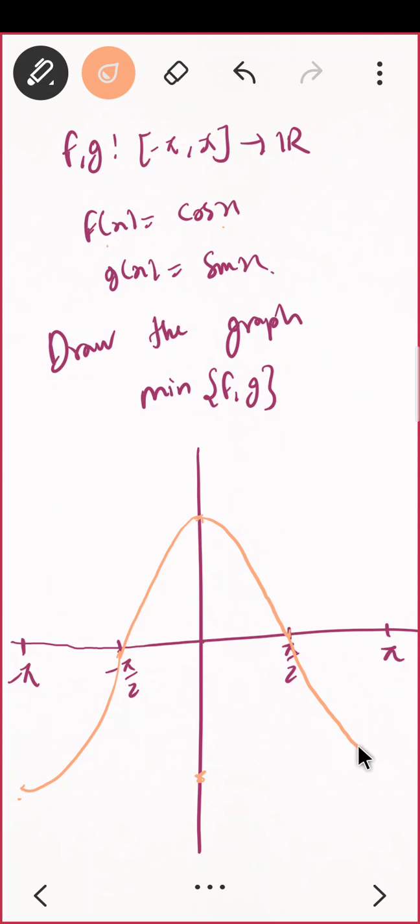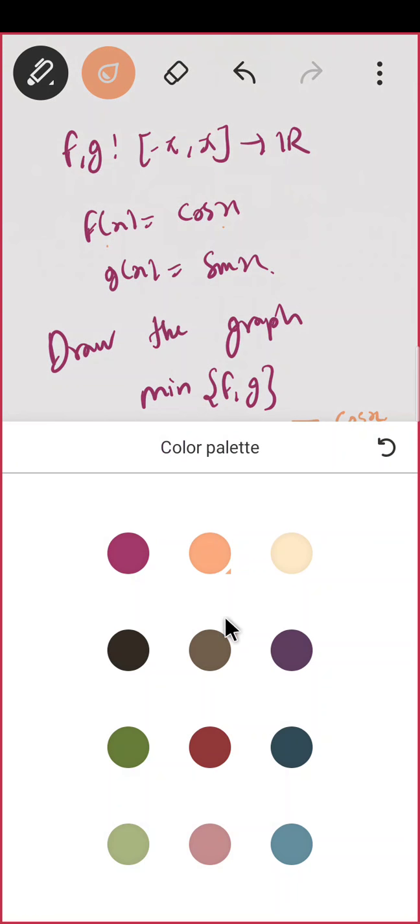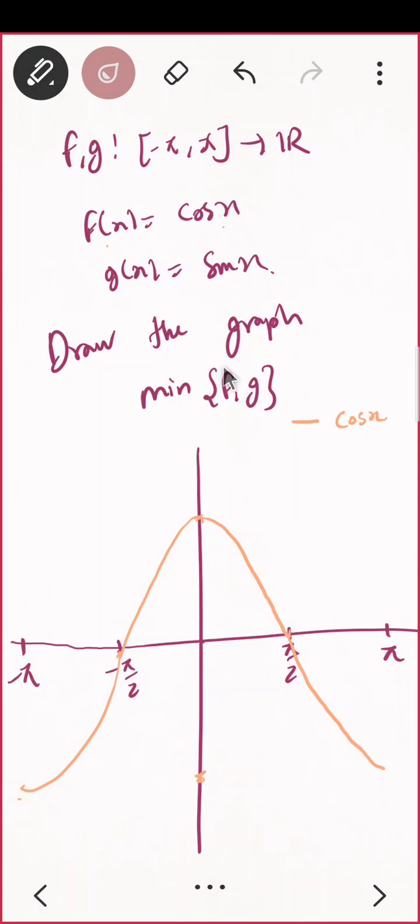Okay, so this is the graph of cos x, maybe I can write it in this color. It is better now to do it online, it is quite easy to handle this thing.